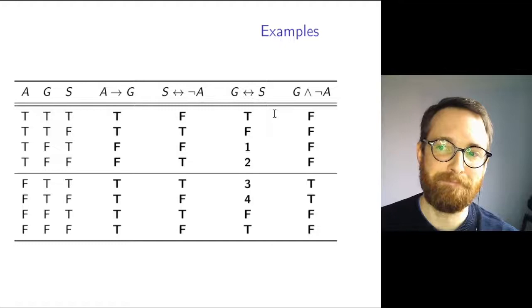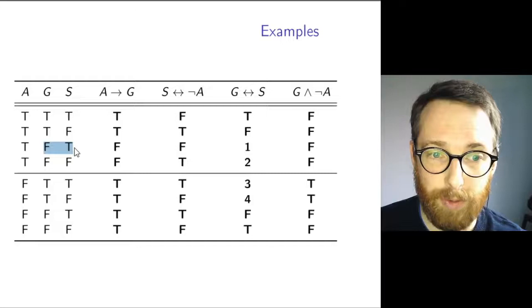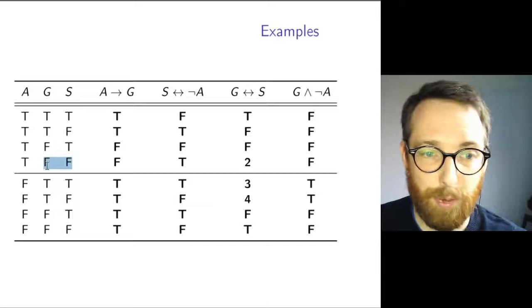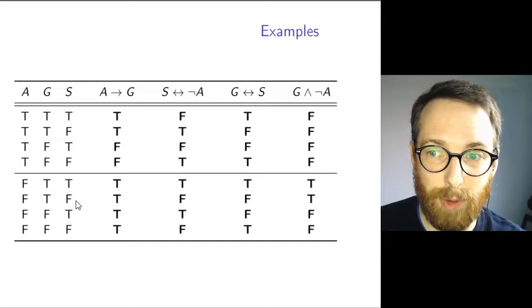Okay, let's look at the answers. So, G if and only if S. I'm going to put my fingers on these two things and say F if and only if T. Are those the same? No, they are different. So false. Now, F if and only if F. Are those the same? Yes, they are. True. True if and only if true. Those are the same? True. T if and only if F. Not the same. So false. And hey, look at that. We're done. We have completed the truth table.